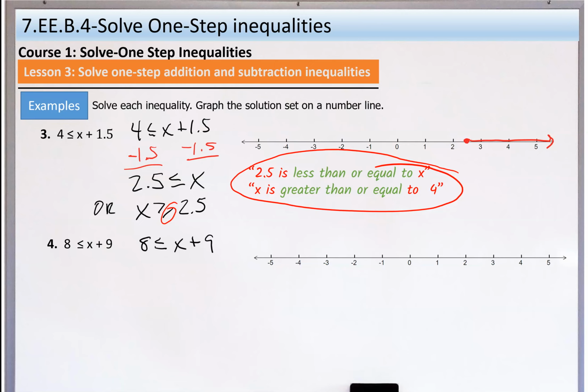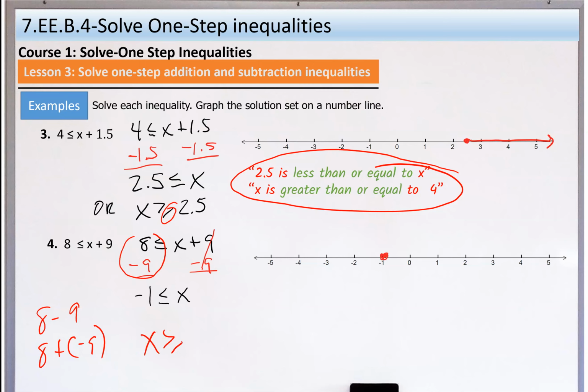8 is less than or equal to x plus 9. Subtract 9 from both sides. Here I'm more negative. That's 8 minus 9, which is the same thing as 8 plus a negative 9, which gives me a negative 1. But I think it's a bit easier to graph this. Make fewer mistakes that way.